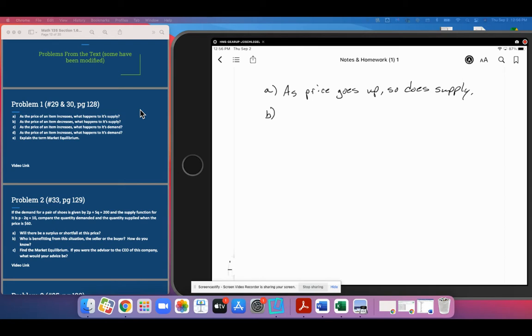For part B, we're asked the reverse of that. As the price decreases or goes down, what happens to supply? So as price decreases, it becomes less appealing to make these things and try to sell them. Like our example about the corn, if the price of corn goes down, you will not see as many fields planted with corn. You will see something else. And so as the price decreases, so does supply.